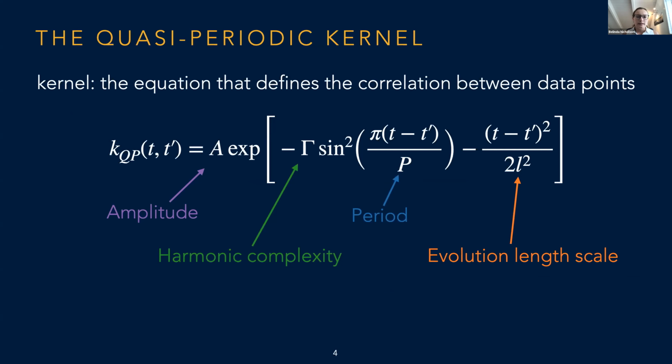So a particularly popular choice for stellar data is the quasi-periodic kernel. It's a kernel, so this is the function that defines the correlation between data points. This quasi-periodic kernel has both a period element, the stellar rotation period, but also has some sort of evolution term in it, as well as the squared exponential term on the right here. And we have various parameters in this kernel that we can play with to try and get it to fit our data nicely.